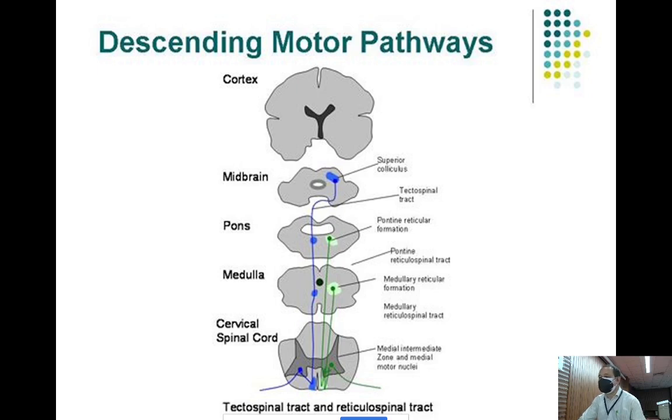All these impulses coming from these different parts of the brain seem to have some control over the reticular formation or reticulospinal tract. So again these are involved in the control of axial and proximal muscles, and important for the control of posture and equilibrium.